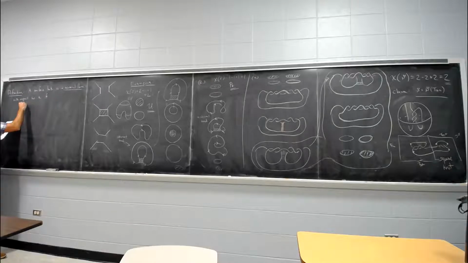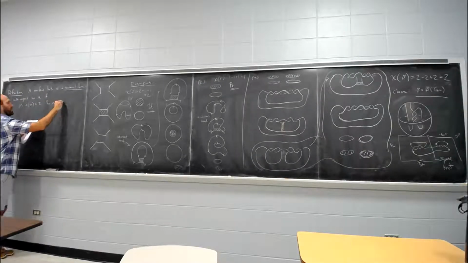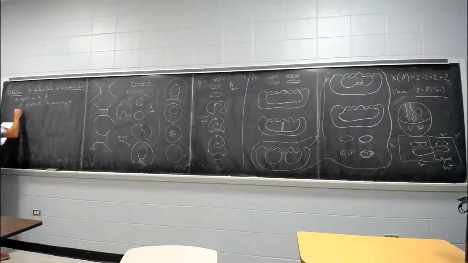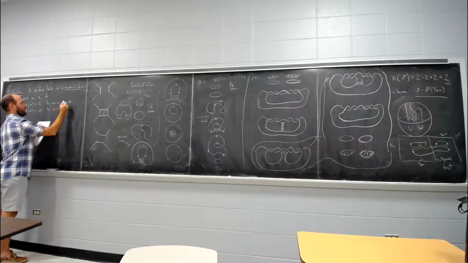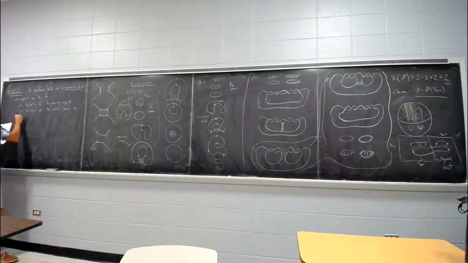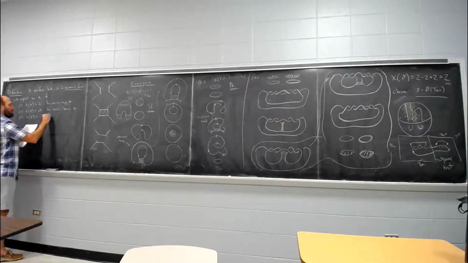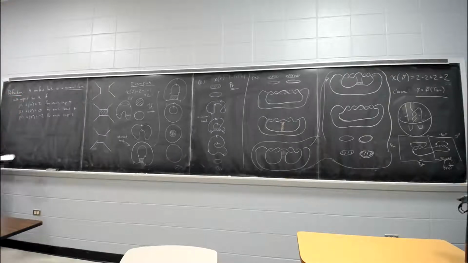One, H of Z is 2 for each cap Z. Two, H of Z is 0 for each band or saddle. And three, H of Z is -2 for each cup. In other words, the Morse function is essentially self-indexing on S.